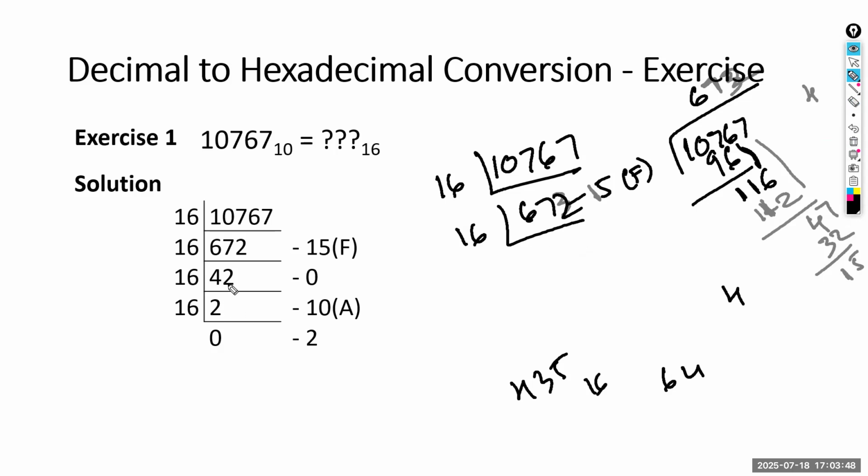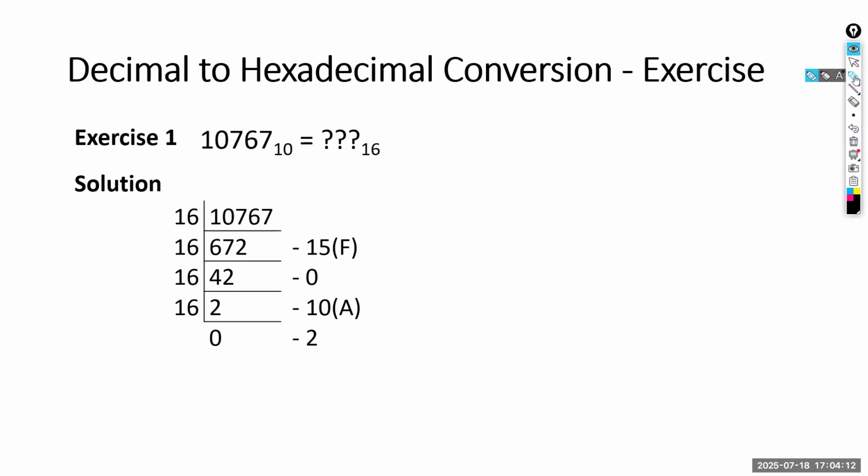So then you get 42 and 0 remains. Then divide 42 by 16, you get 2 and 10 remain because 32 and another 10. Then of course 2, nothing and 2 remains. So therefore 10 is A, 15 is F, 2A 0F, right? 2A 0F. Yes, the answer is 2A 0F.